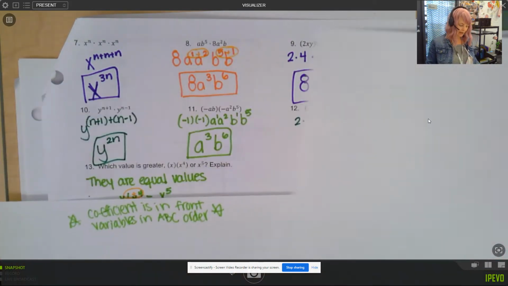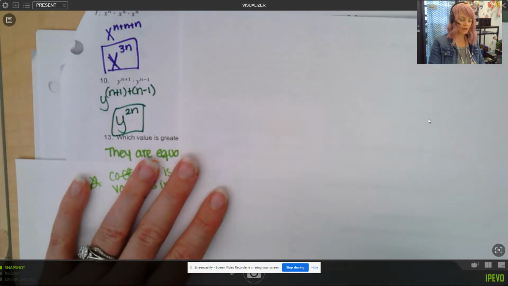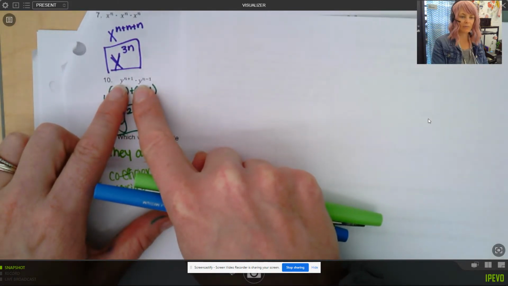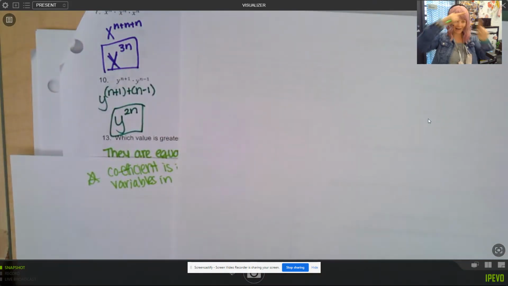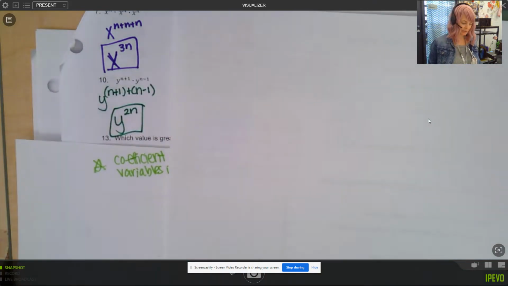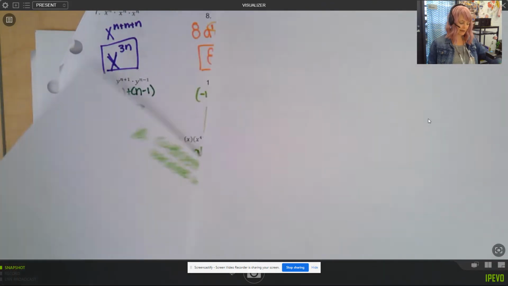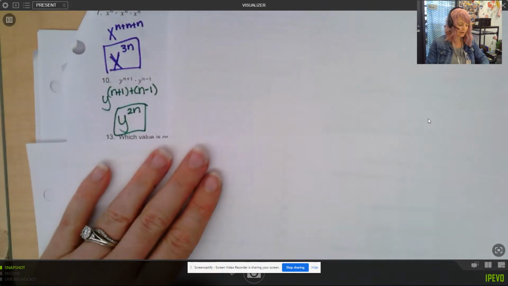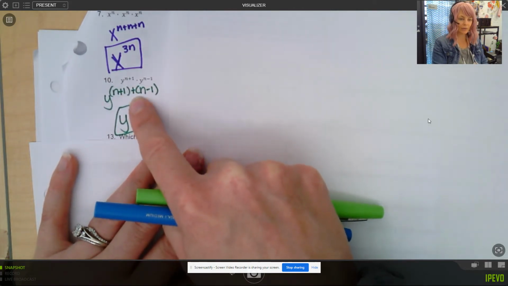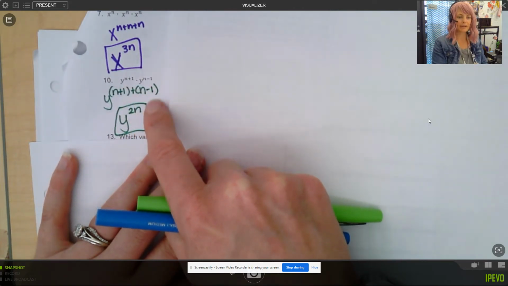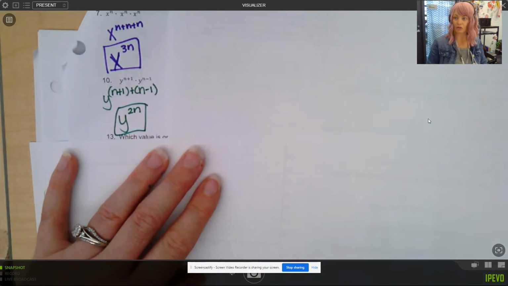Awesome. Okay, number 10. Notice we're still multiplying with the same base. Our base is y. So what do we do when we multiply with the same base? Add our exponents. So when we're adding our exponents here, we have n plus 1 plus n minus 1. N plus n is 2n, and 1 plus negative 1 is 0. So it's just y to the 2n power.